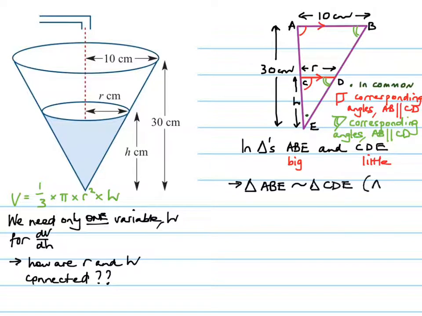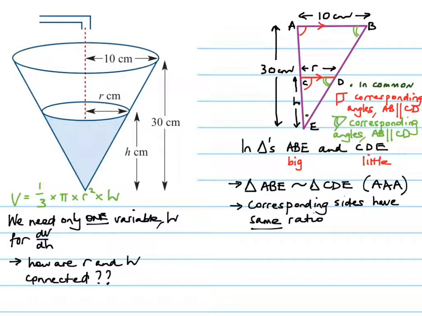triangle ABE is similar to triangle CDE (AAA). In other words, all three angles. They're equiangular. So therefore, what does that mean? It means that the two triangles are scale models of one another. One is just a scaled up version of the other. So therefore, we're quite entitled to use ratios on corresponding sides because they are scale models of each other. So what does that mean? We can then say, yeah, the corresponding sides have the same ratio.